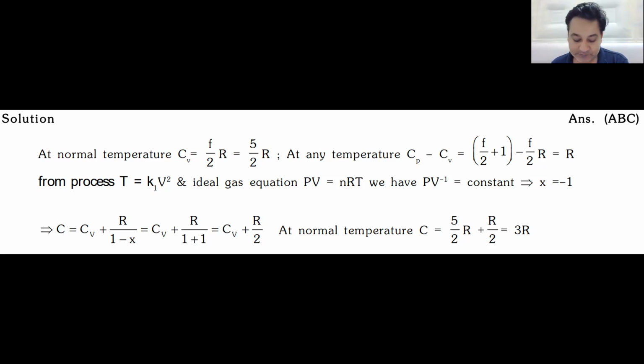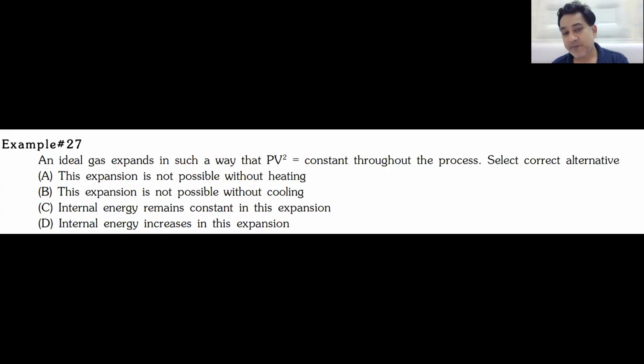This one, again, a simple question, but the options might confuse you. An ideal gas expands in such a way that PV square is constant throughout the process. Select the correct alternative. So this is a single option correct. The expansion is not possible without heating. Expansion is not possible without cooling. Internal energy remains constant in its expansion. Internal energy increases in its expansion.